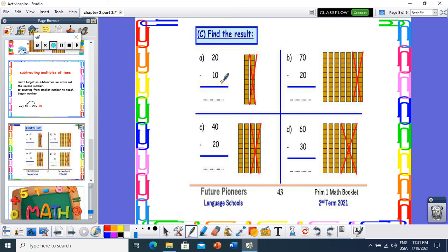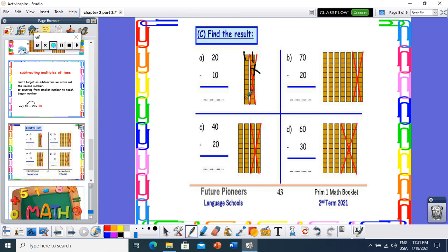20 minus 10. How can I present 20 by tens? We mentioned before that 20 equals 2 tens. 1, 2. So I draw 2 bars of chocolate. Minus 10. Minus means I will cross out 10. So I will cross out 1 of 2.